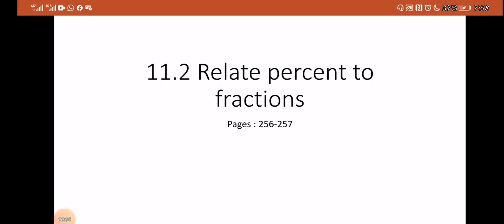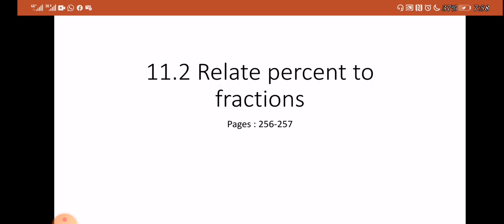Today's lesson is relate percent to fractions, pages 256 and 257. On our lesson today, we will learn if I have a percent, how can I convert it to a fraction? And if I have a fraction form, how can I convert it to a percent? And actually, most of this information we learned on the lesson before.